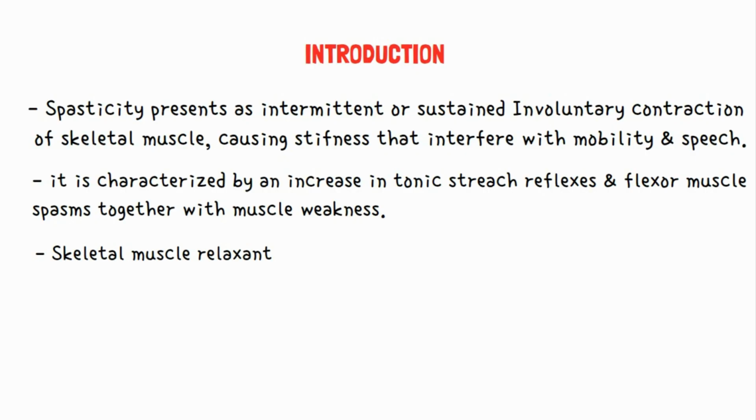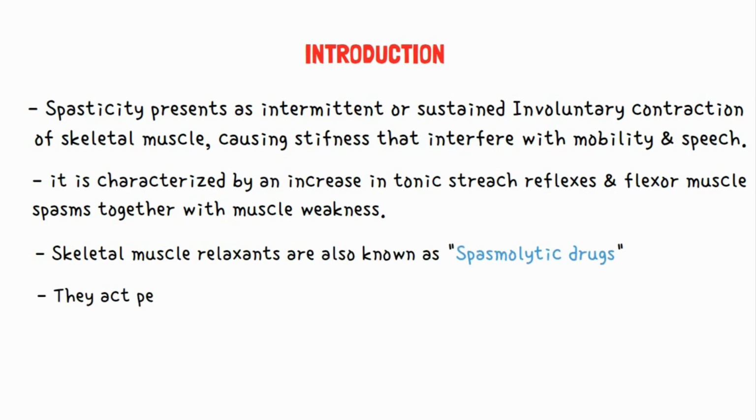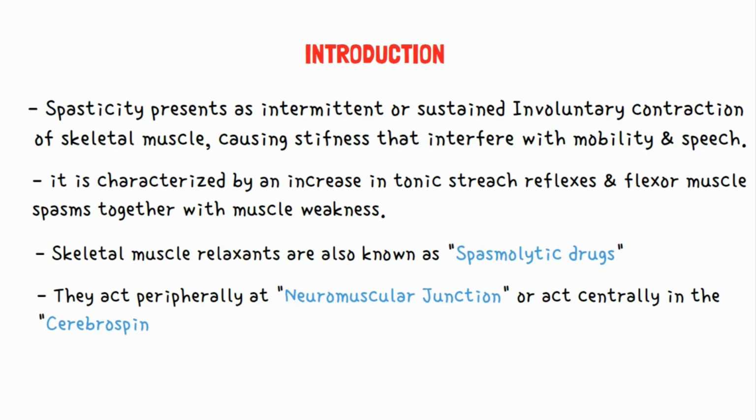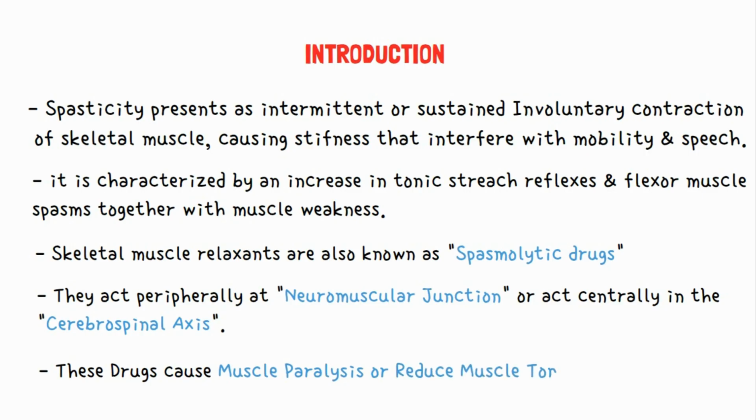Skeletal muscle relaxants are also known as spasmolytic drugs. They act peripherally at neuromuscular junction or act centrally in cerebrospinal axis. These drugs cause muscle paralysis or reduce muscle tone.